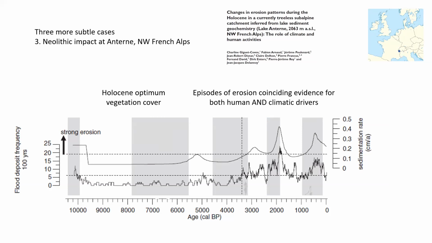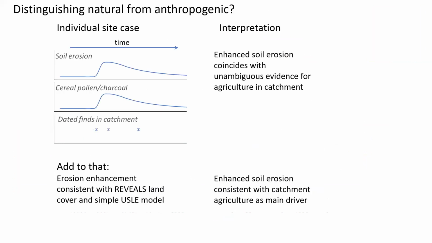So what can we do about this? How can we go about distinguishing natural from anthropogenic when it comes to material fluxes in the landscape? In this hypothetical case, we can see nice parallel records of soil erosion as a response variable, cereal pollen, perhaps charcoal, as an indicator of human impact. And for this nice hypothetical example, we've got direct archaeological evidence for the presence of people in the catchment.